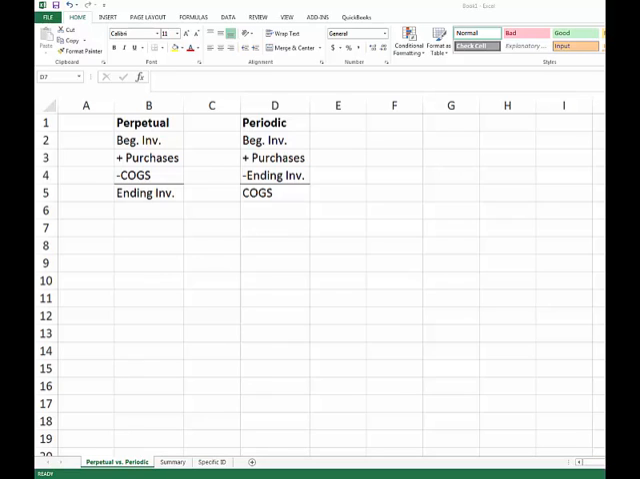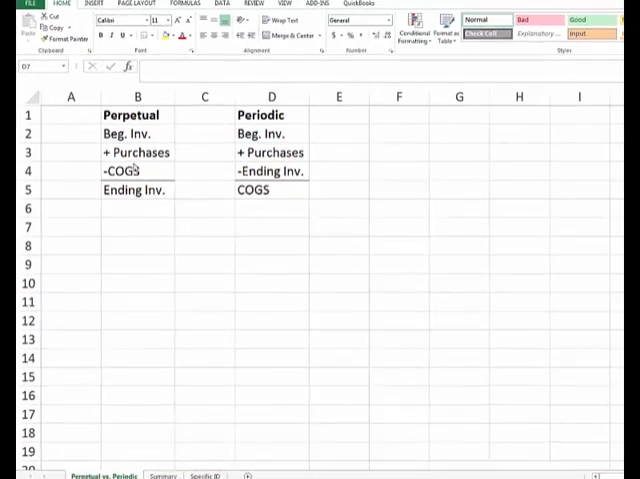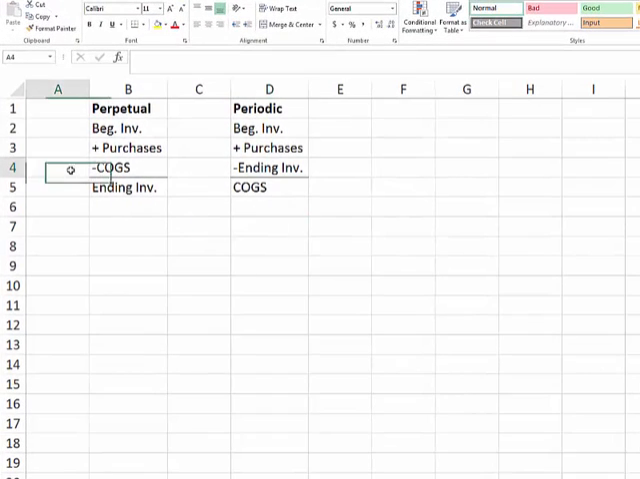In order to understand the differences between these methods, the first thing that you need to think about is the difference between the perpetual inventory methods and the periodic inventory methods. Under the perpetual inventory methods, beginning inventory is going to be the carryover of the balance from the prior year. And then you add your purchases, all of the inventory that you purchased during the period. And then you'll be subtracting your cost of goods sold as you go.